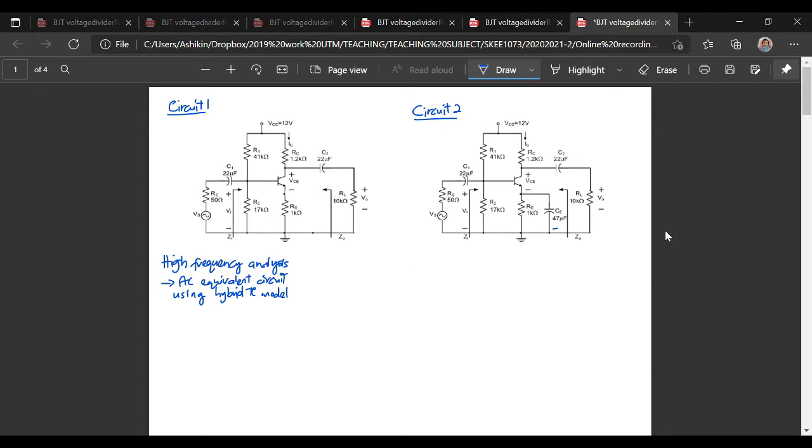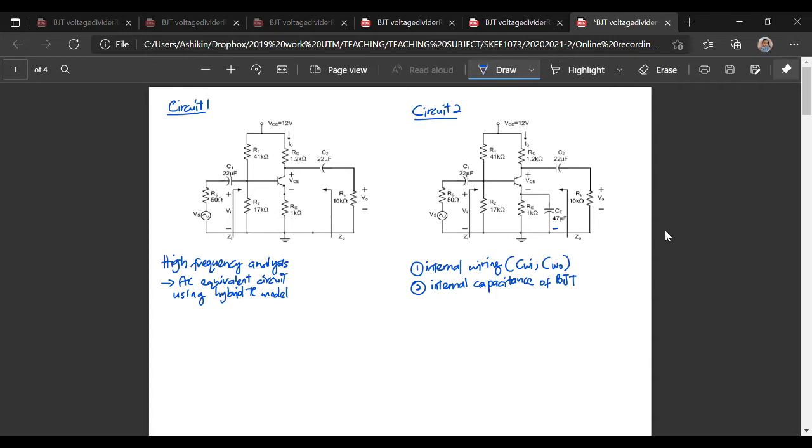So, during our class previously, what affects the high frequency analysis for the circuit is, firstly, the internal wiring. The second one is the internal capacitance of the BJT. Okay, so I label it here. For internal wiring, we will focus on wiring input, C wiring input, and also C wiring output.